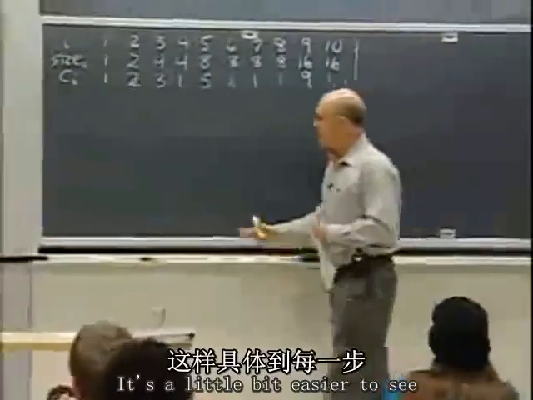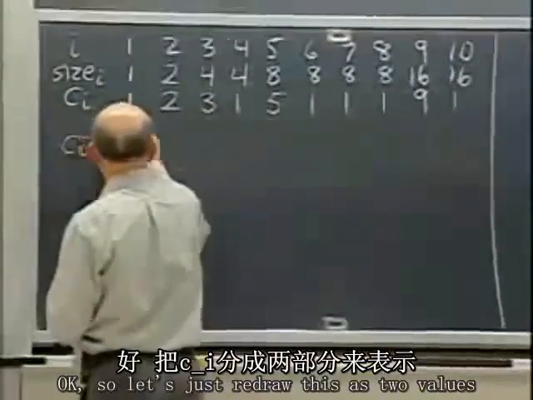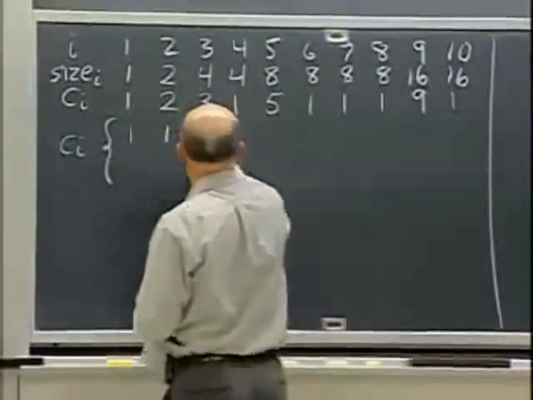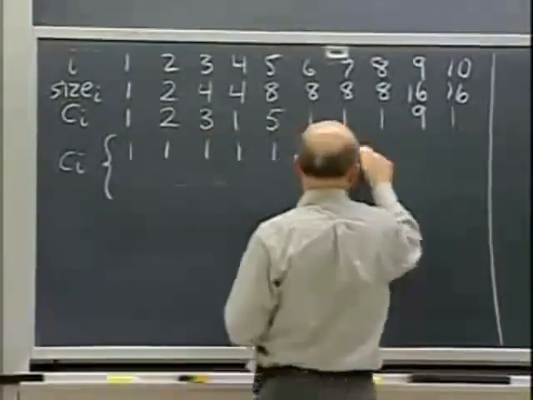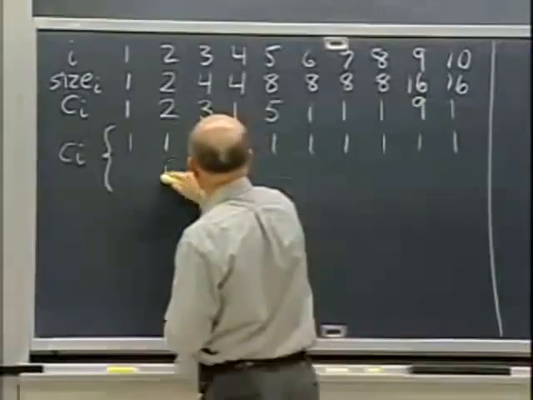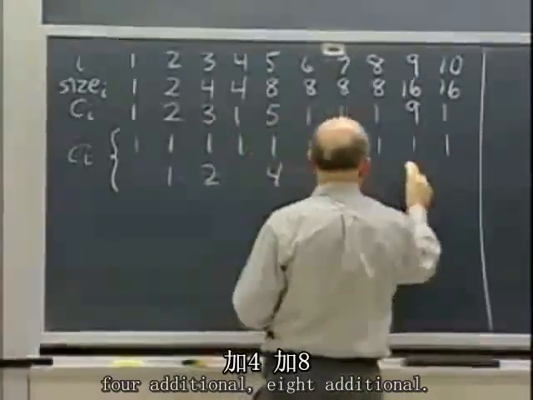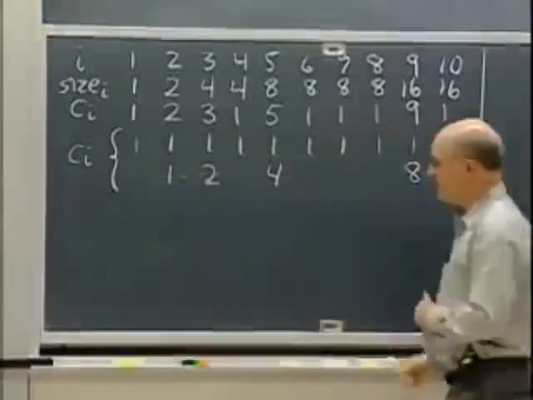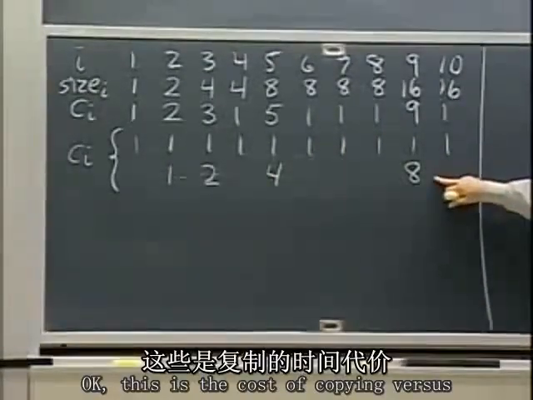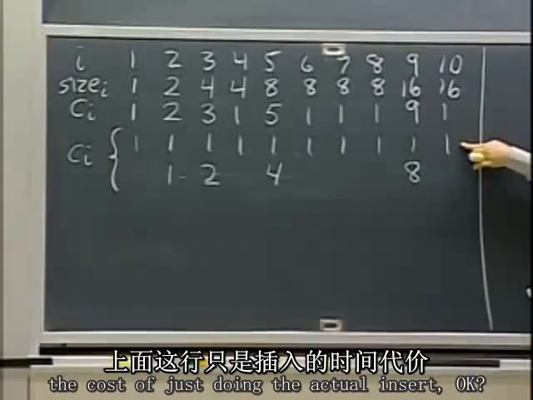It's a little bit easier to see what the costs are if I break them down. Let's redraw this as 2 values, because there's always the cost for inserting the one thing that I want to insert. And now the residual amount that I have to pay is 1 here, 2 additional, 4 additional, 8 additional. That makes the pattern a little bit easier to see. This is the cost of copying versus the cost of just doing the actual insert.